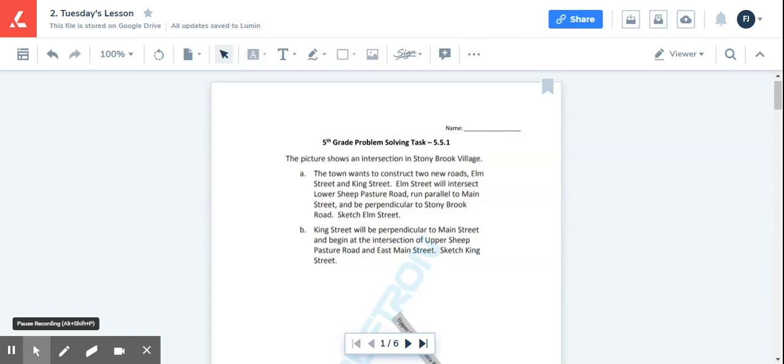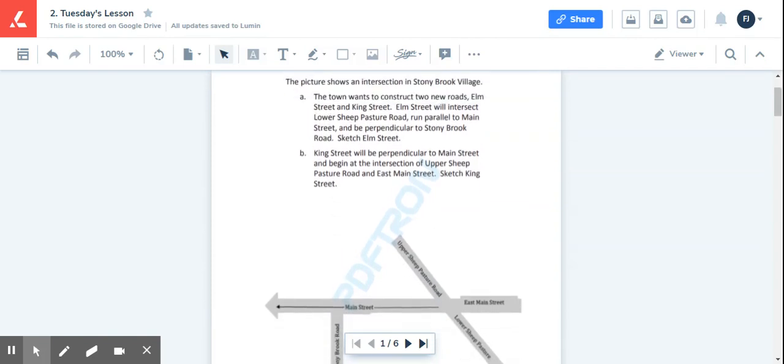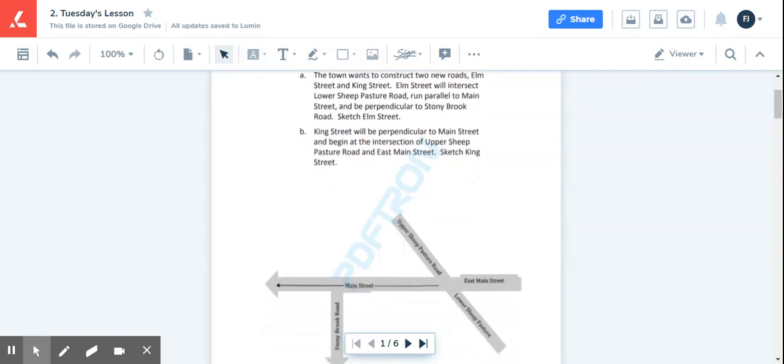So now that we did a little bit of review, now we can jump into our problem solving task. It's in two parts, so we're going to do A first and then B. So this picture shows an intersection in Stony Brook Village. The town wants to construct two new roads, Elm Street and King Street. Elm Street will intersect Lower Sheep Pasture Road, run parallel to Main Street, and be perpendicular to Stony Brook Road. Sketch Elm Street. So I want you to pause the video here, do your best to complete it, and then we'll come back together and discuss it.